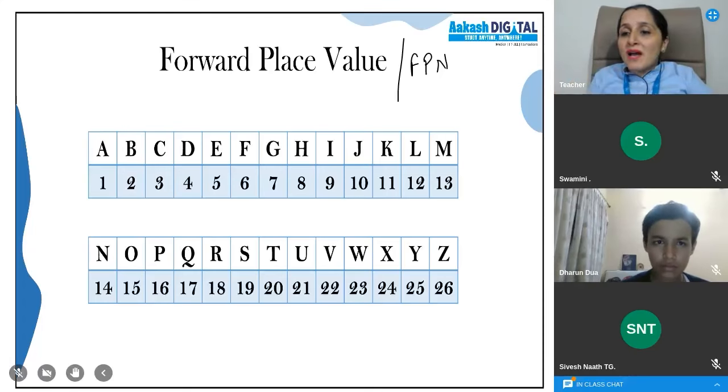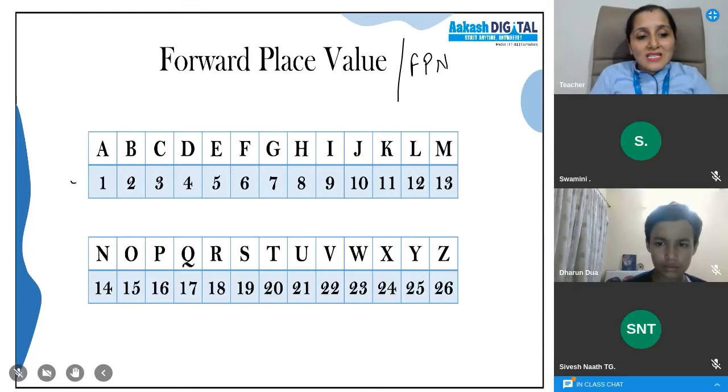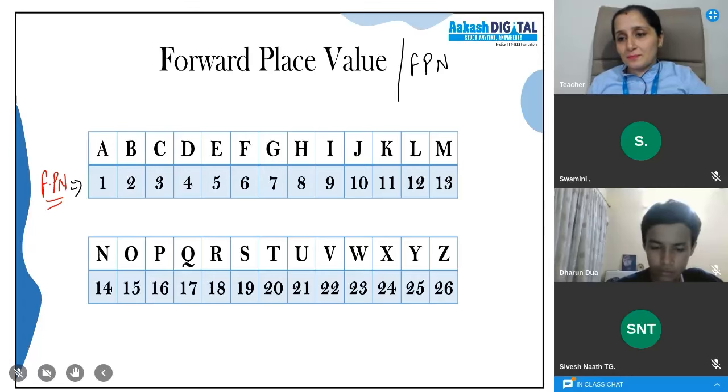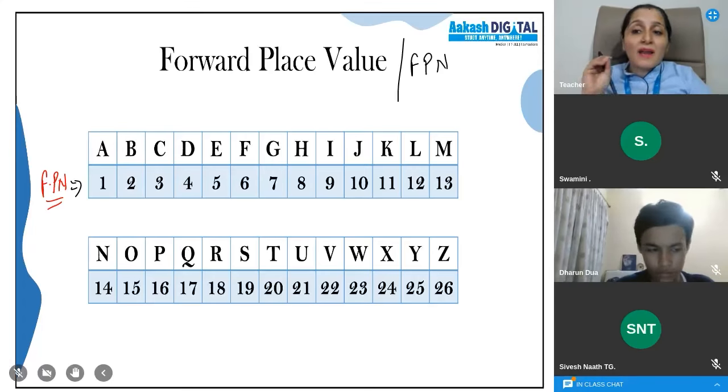So you have to memorize their position numbers. Like A is at first position, B is at second position, C is at third position, D is at fourth position. These are the forward position numbers of the alphabets that you have to memorize. Total 26 alphabets, so 26 position numbers. A1, B2, C3, D4, and so on till Z. Z is 26. Clear? This is what you have to memorize by heart.